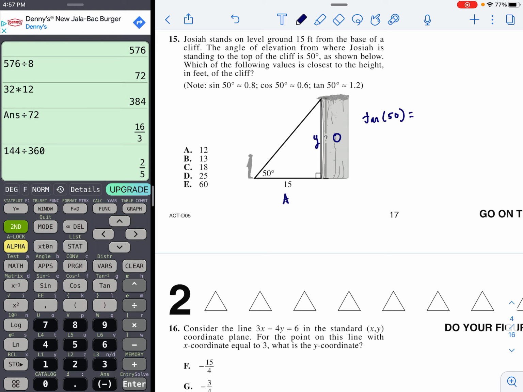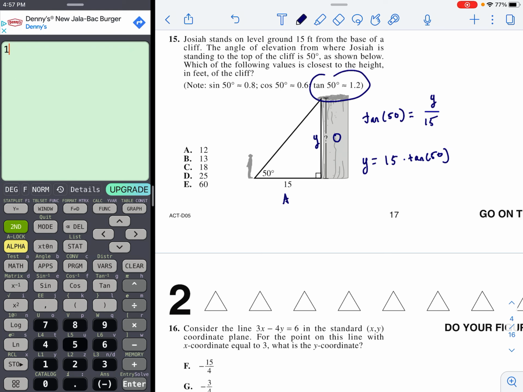So the tangent of 50 is this opposite side y we want divided by our adjacent side 15. If we solve for y, it's 15 times the tangent of 50, which they've conveniently told us is 1.2. You're welcome to enter it into your calculator, but they told us it's 1.2, so 15 times 1.2 is 18. This is one where I do want to mention a gut check here.